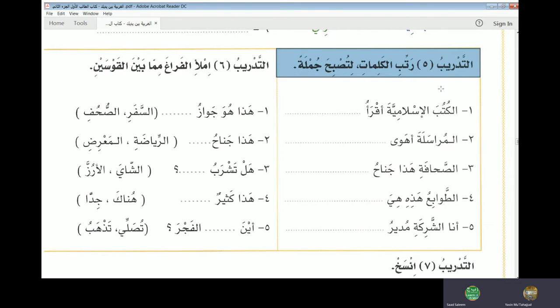At the dribble comes. Ratibil kalimat, little biha jumlat. Arrange the words so that they become a sentence. Not a sentence, a word. So sentence. Also, the words, so they become a sentence.